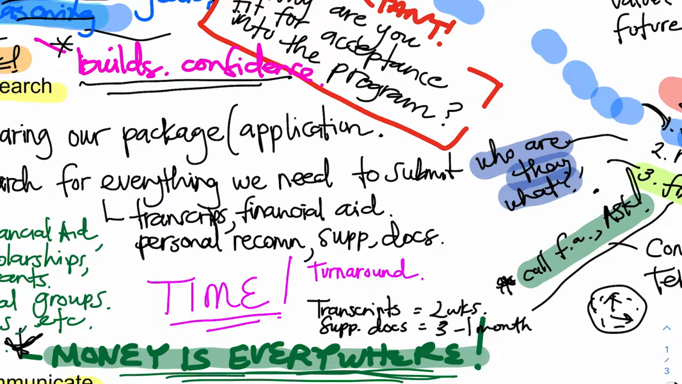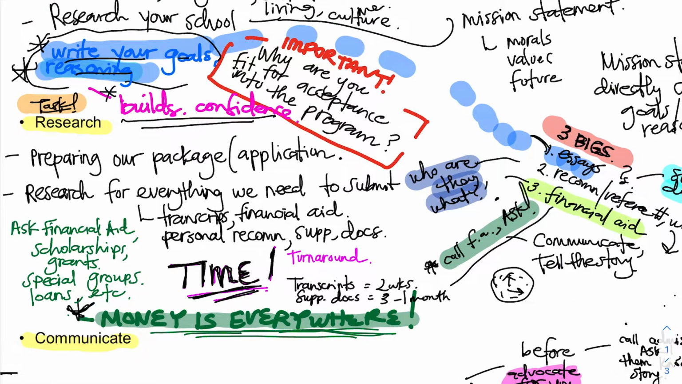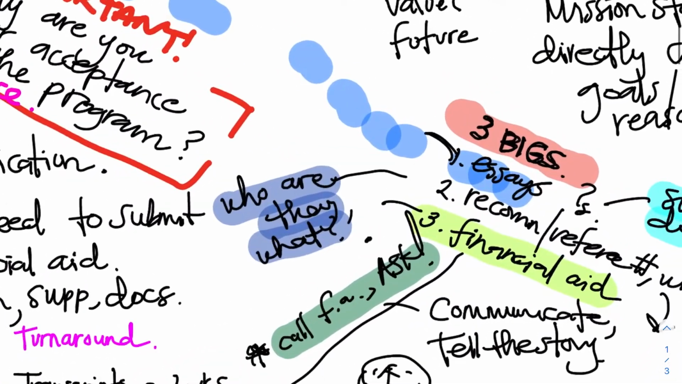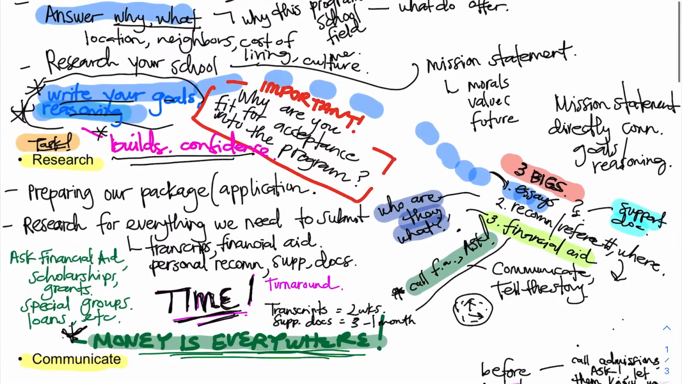So when you're doing your research, you have to be cognizant of the idea of time because time is of the essence, especially when you're applying to school. So think about this and always keep that in mind, your time piece and your research piece. And make sure that you are pulling out your big three, your essays, your references, recommendations, all of that information, and your financial aid. And go ahead and get that ball rolling. All these are working pieces.